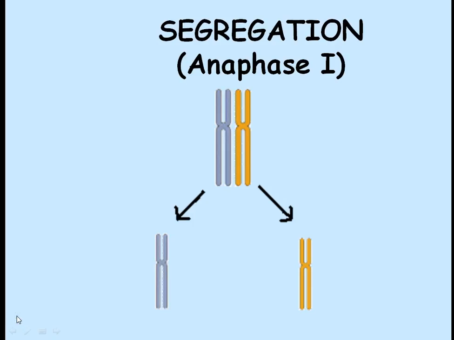Okay, so segregation occurs in anaphase 1, and remember, A for ana, A for apart. We're going to separate or pull apart our homologous chromosomes, and one partner will go to one daughter cell, and the other partner will go to the other cell. That is what we call segregation, almost sounding like separation. The homologous chromosomes line up together, and during anaphase they get pulled apart, so one chromosome will go one way and the other chromosome will go the other way. We have one from the dad going one way and one from the mom going the other way.